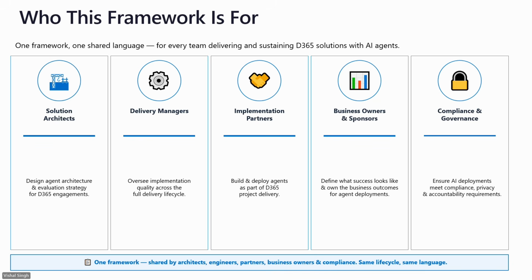So for delivery managers, those are accountable for implementation quality across the full life cycle. So this framework maps directly to success by design gates, so it fits into the delivery model you already operate. It gives you the governance artifacts and the accountability checkpoints to keep quality visible at every stage.